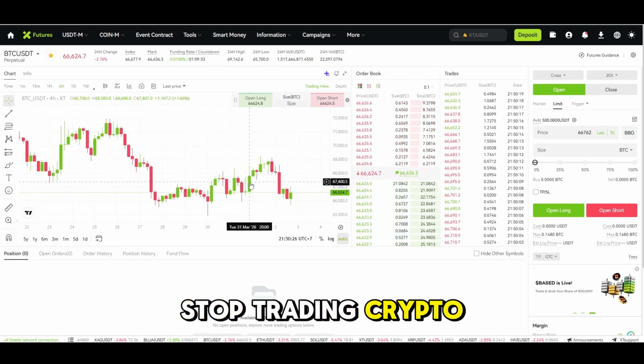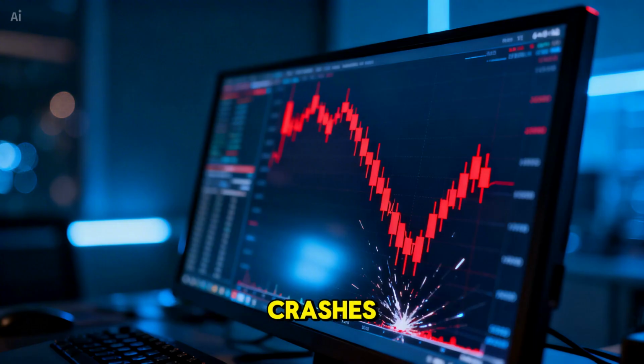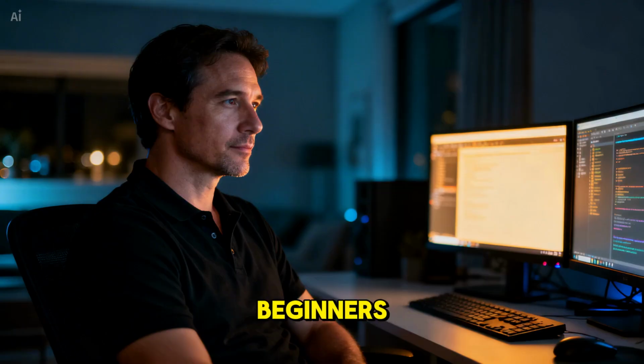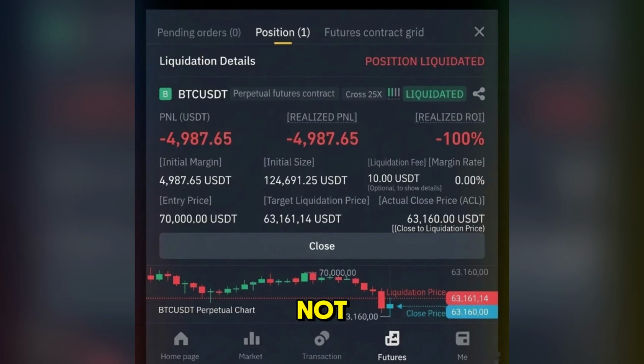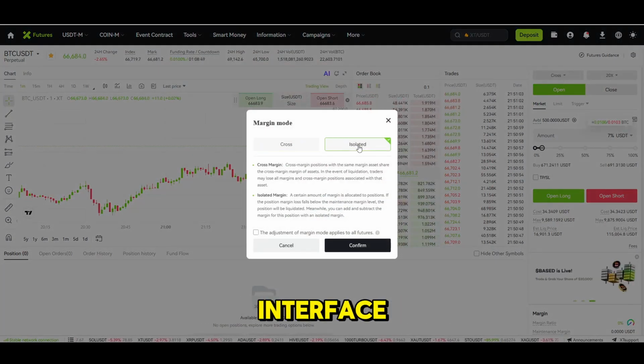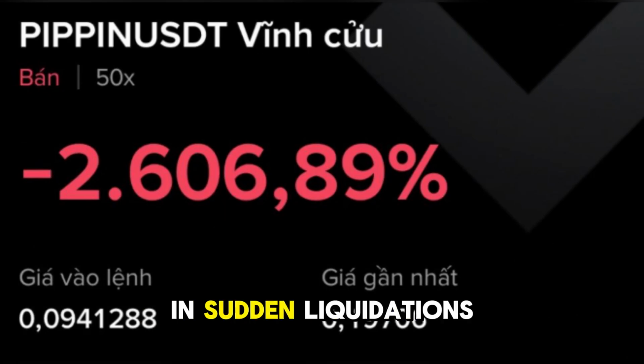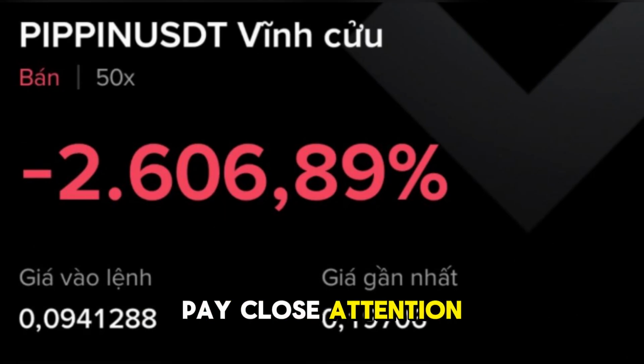Stop trading crypto futures immediately if you want to protect your capital from sudden market crashes. 90% of beginners wipe out their entire accounts not because they predict the market wrong, but because they miss one single crucial setting on their exchange interface. If you're tired of watching your hard-earned money disappear in sudden liquidations, pay close attention.